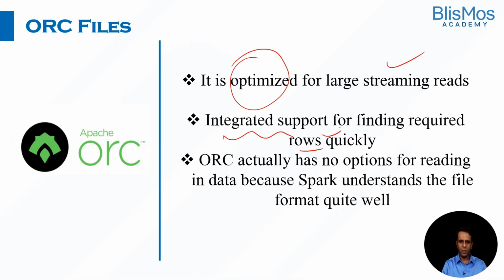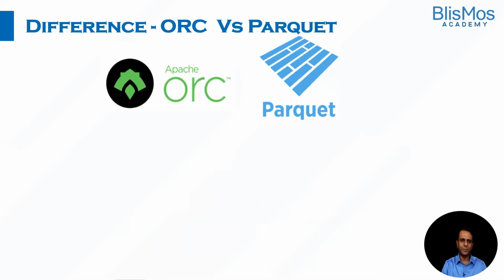Coming to Spark, ORC actually has no options. The reason being, Spark understands the ORC file format really well. We understood ORC is also a columnar format, and we have already seen in our earlier lecture that Parquet file format is also a columnar format.